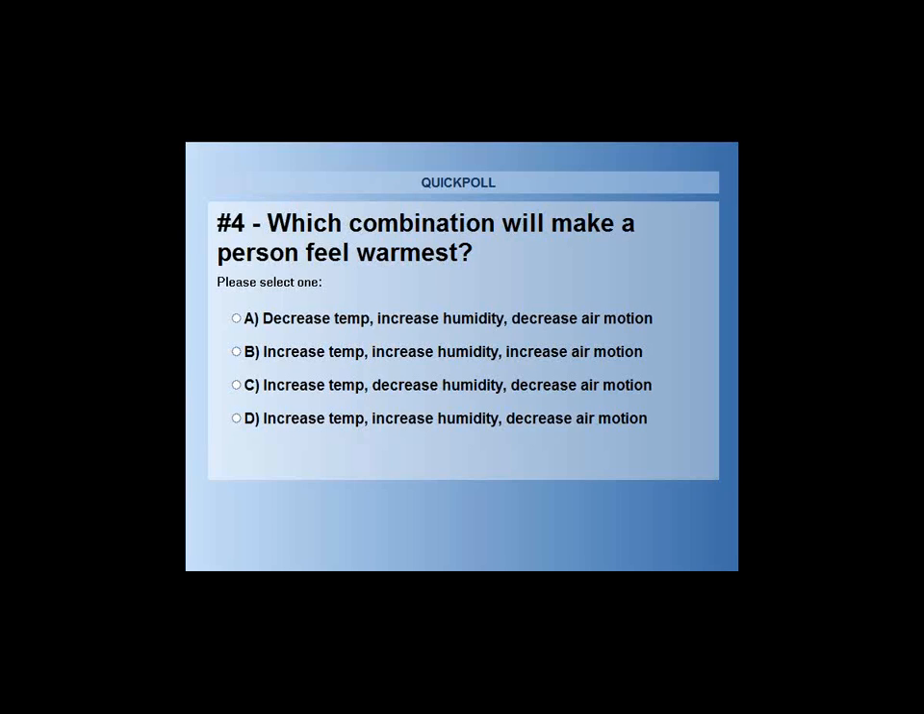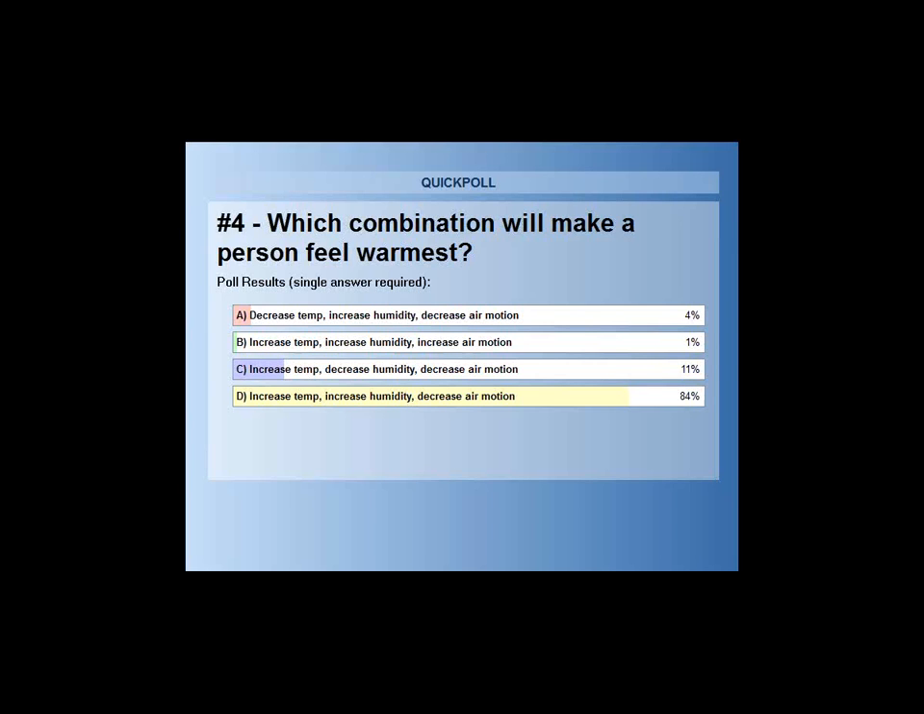All right, I'm closing that down. And 84% of you got the correct answer. If I want to feel warmer in a space, I can increase the temperature, which pretty much eliminates answer number 1, right? Increase the humidity, right? So now I'm choosing between B and D, and then decrease the air motion, right? So D is the correct answer. Increase temp and humidity and decrease the air motion will make me feel warmest.